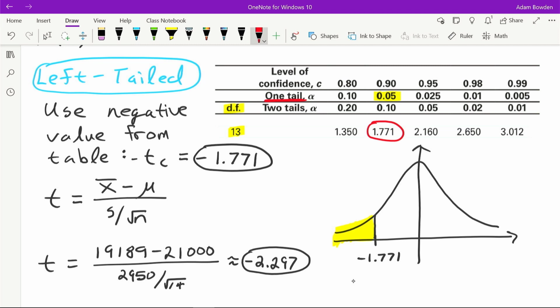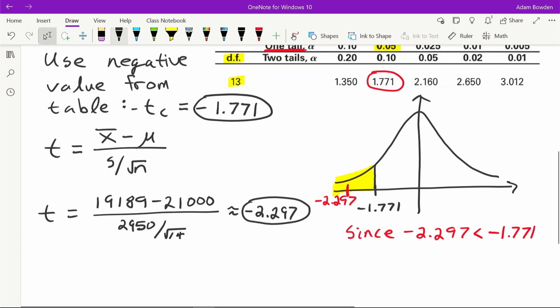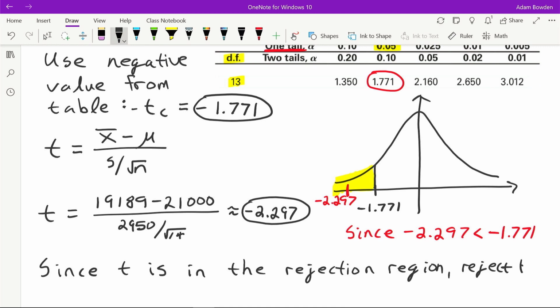In this case it does. Since negative 2.297 is less than negative 1.771, we'd see it somewhere over in here somewhere, meaning it does sit in the rejection region. So we can say we're going to reject the null hypothesis H sub 0 for this reason.